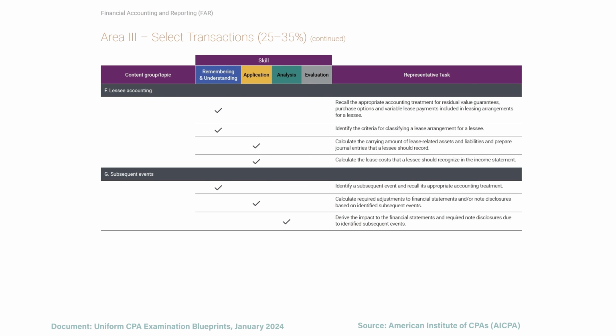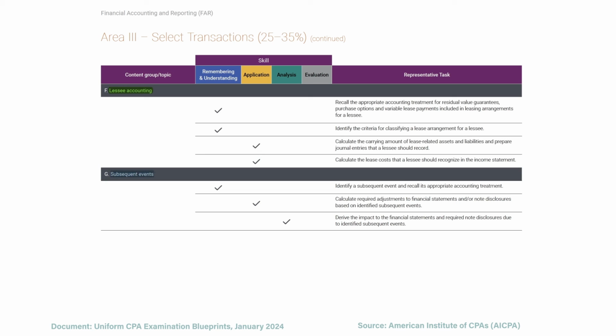And then we have lessee accounting. So this is on accounting for leases from the lessee's perspective. So you won't have anything from the lessor's perspective. You need to record the journal entries for the lease liability, the right of use asset, and you need to know all of the journal entries throughout the life of these leases.